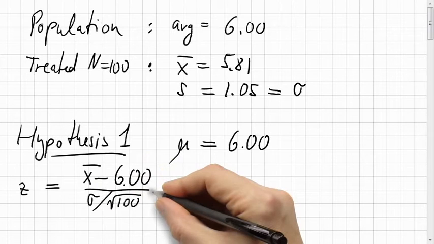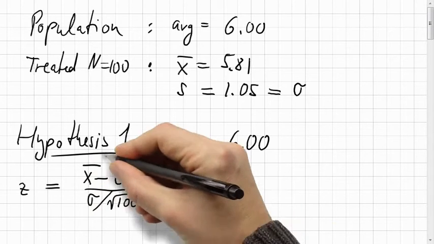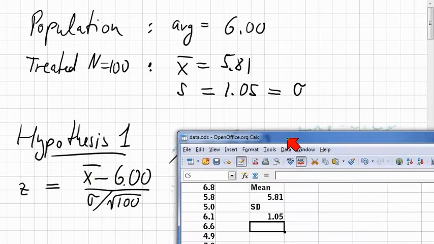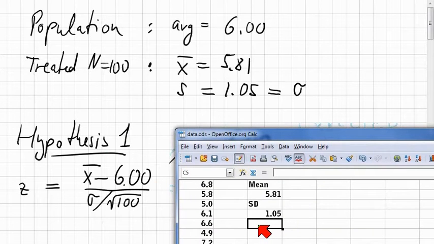First, let's compute what this amounts to. So that's the z-score, and this is the mean minus 6 divided by the standard deviation. And now we have to divide the standard deviation by the square root of 100. It means the total fraction is multiplied by 10. That's our result. So the z-score is minus 1.82.